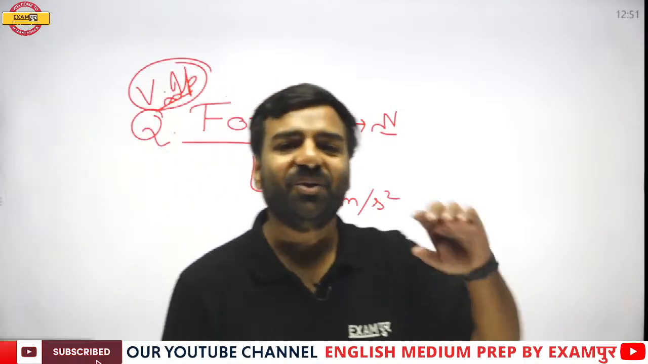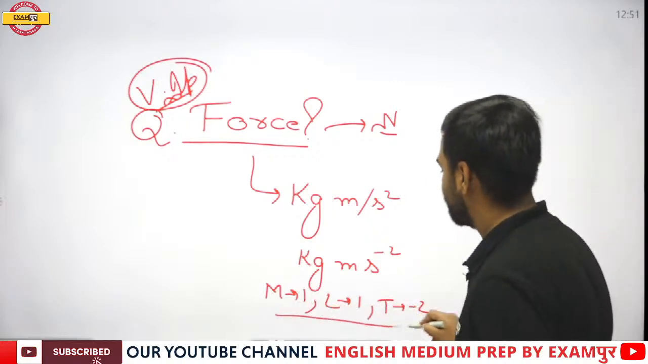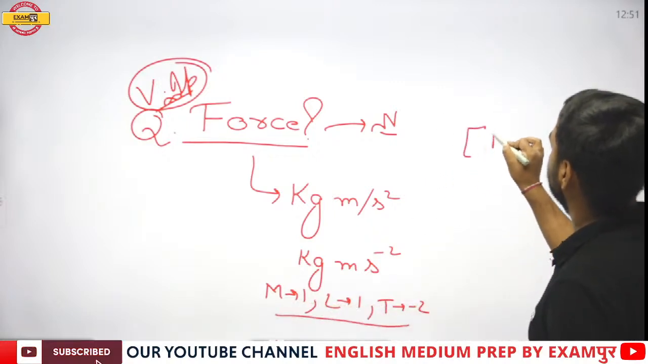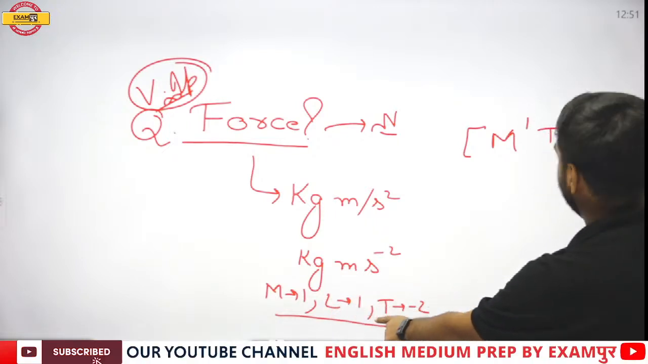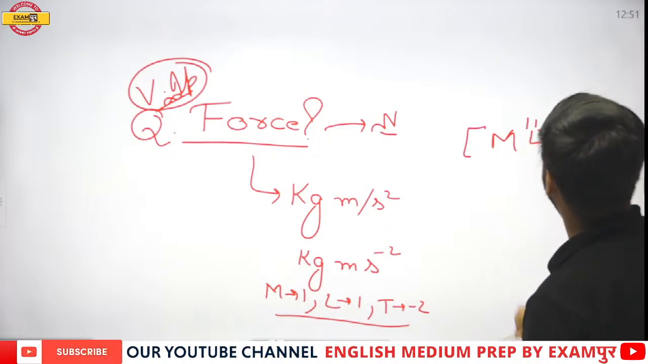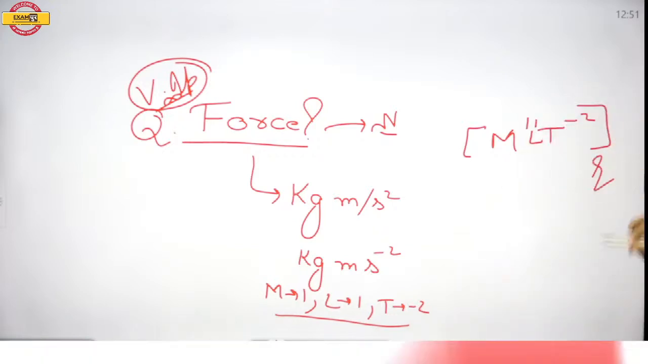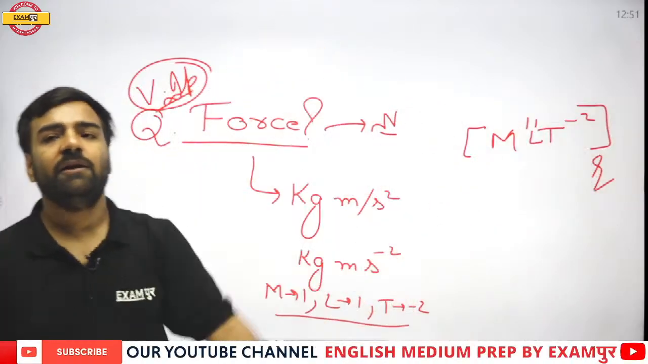No issues, Ilma. It's my work to explain to you. So if I write this, just have a look. M power is 1, T power is -2, L power is 1. So it will be M1 L1 T minus 2. So this is going to be your answer. Got my point? M1 L1 T minus 2. That's totally correct, Ankit. So Ilma, no issues.